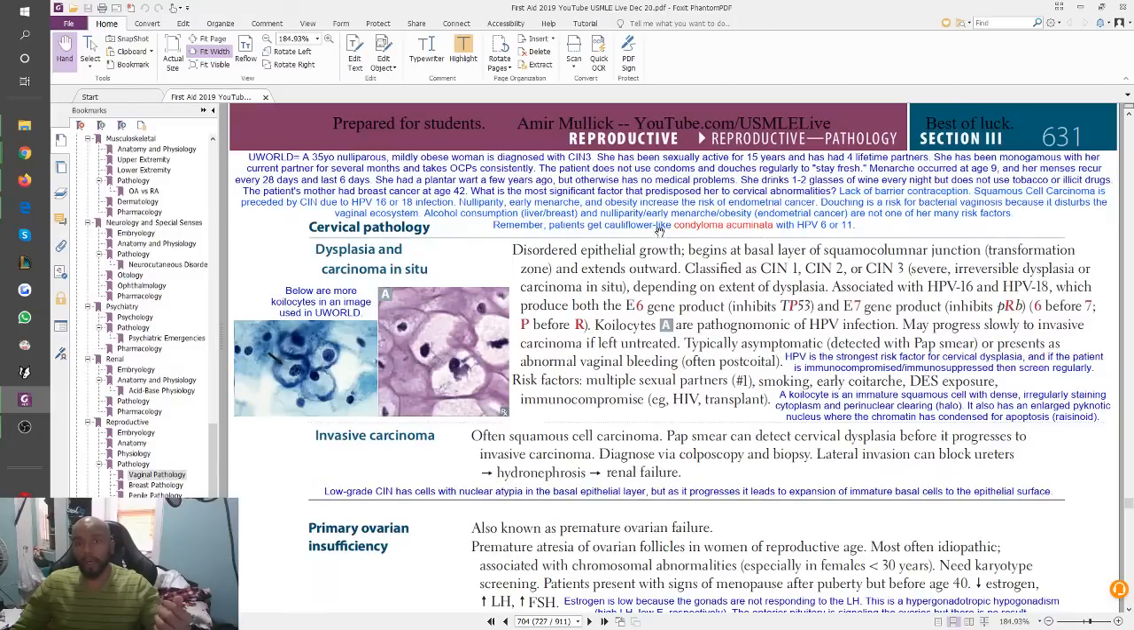Remember, patients get cauliflower-like condyloma acuminata with HPV 6 or 11, right? This is just a tiny revision because there's another condyloma thing that you have to keep in mind too, but it's not related to HPV. That other condyloma thing is related to syphilis. So condyloma acuminata versus the other one, which is called condyloma lata. Condyloma acuminata is the one that's for HPV, okay, and 6 and 11. But her thing is HPV 16 or 18 related CIN.